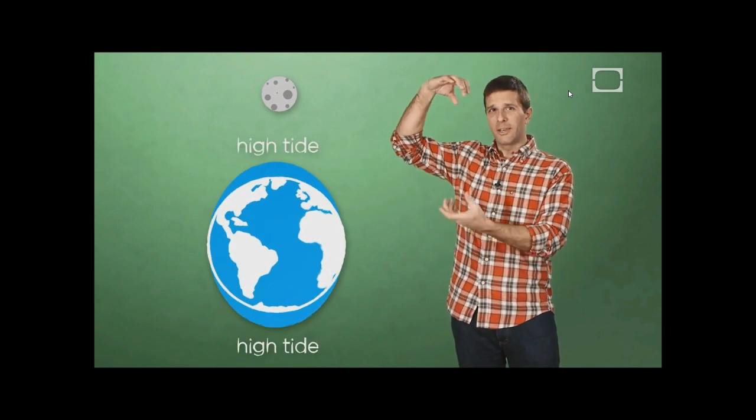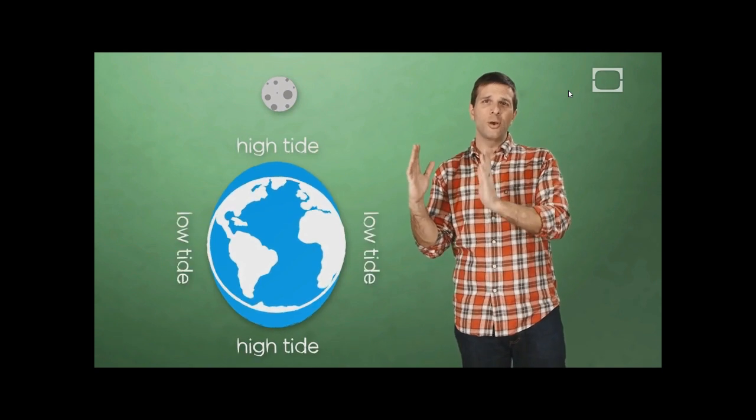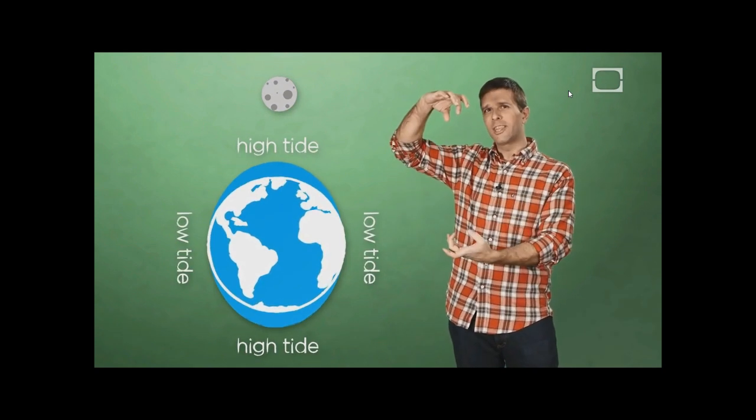So on the top and bottom, you have high tide because of the tidal bulges, and on the sides that are at right angles to the moon, you have low tide because the oceans stretch thin over the surface of the Earth. Pretty crazy, huh? So, like I said, the sun also exerts an influence on the tides, but it's less pronounced than the moon's. See, it actually enhances or diminishes the gravitational pull of the moon here on Earth.